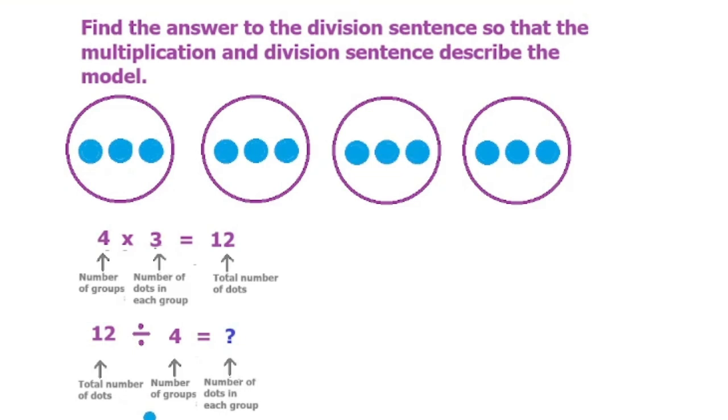So the total number of dots divided by the number of groups will give you the number of dots in each group. And that's what we're trying to find. And we know the number of dots in each group is 3. So let's just write that in as 3. And that's the answer to the question.